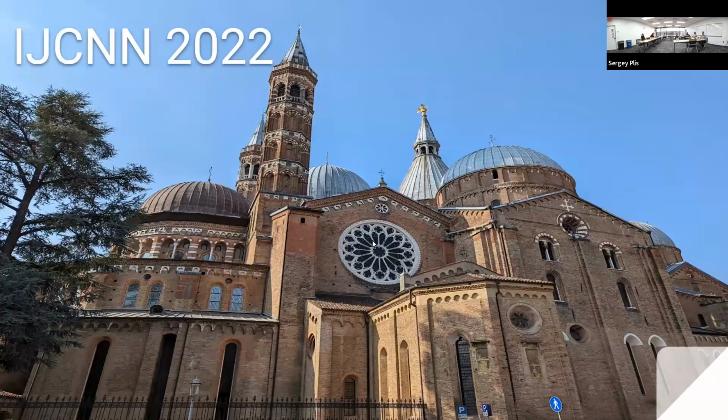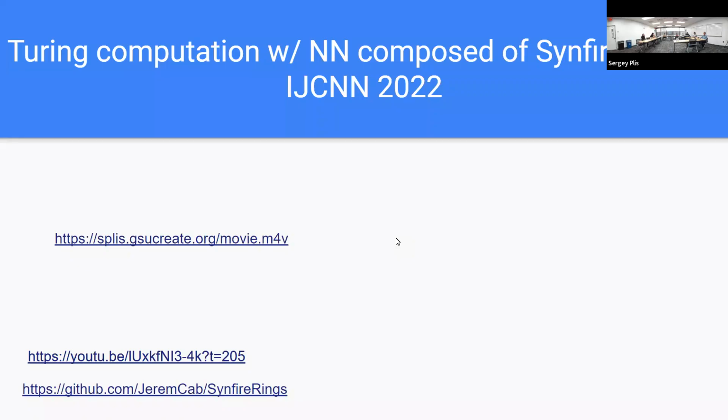So IJCNN, for those from Albuquerque, this is San Antonio Basilica. So San Antonio is near and dear to everyone from New Mexico, and like every second street is San Antonio Street or something. So that's where it comes from, Padua in Italy.